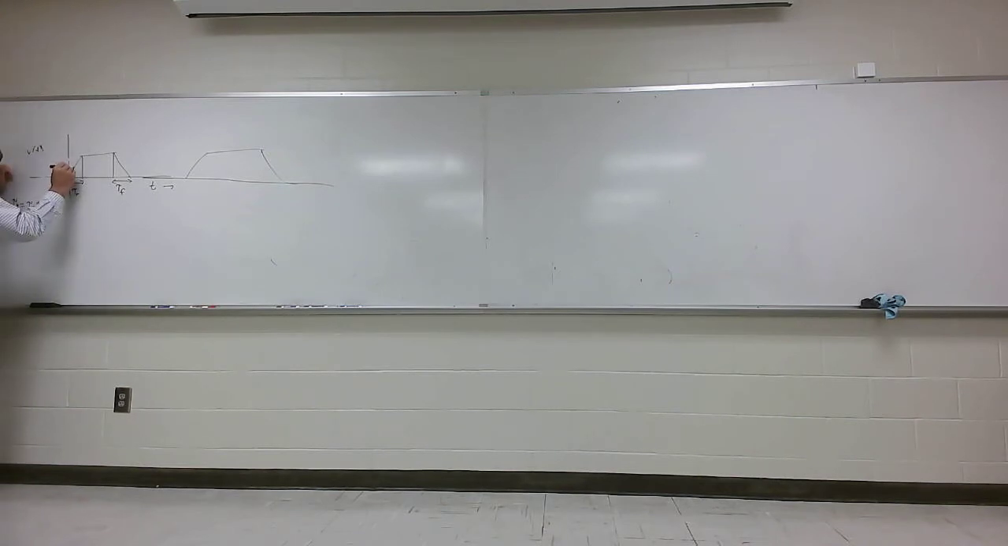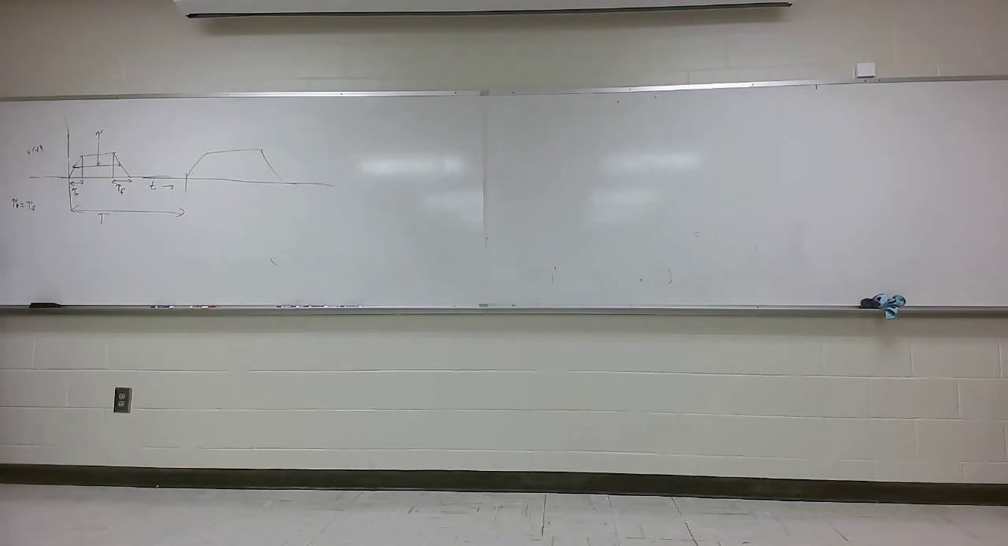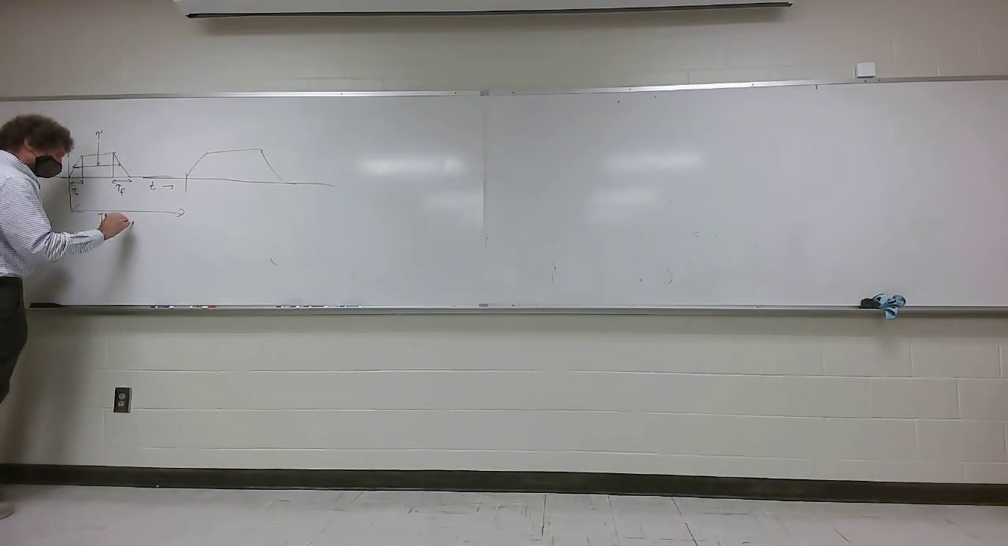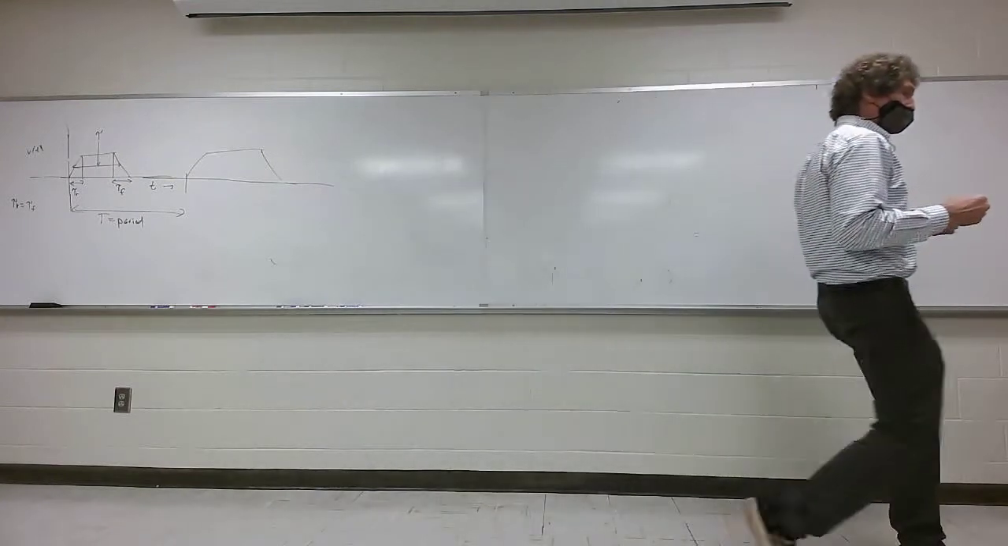Then we have something, and it's always done this way. It's at the point where the pulse is 50% of its maximum to the point where it falls to 50% of its maximum. This is called tau. And then we have the actual pulse period. You're used to seeing the capital T here. Do you all remember that? It's the period. In radar, it's called the pulse repetition interval, or PRI.